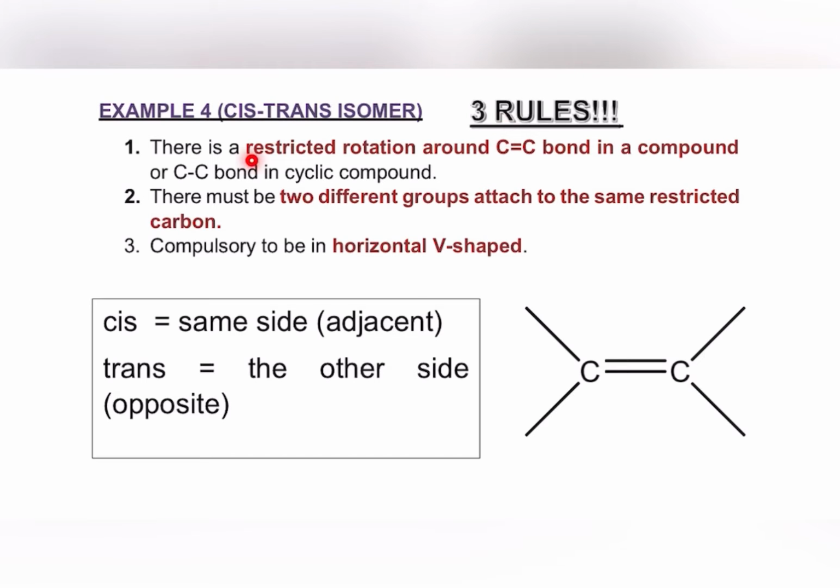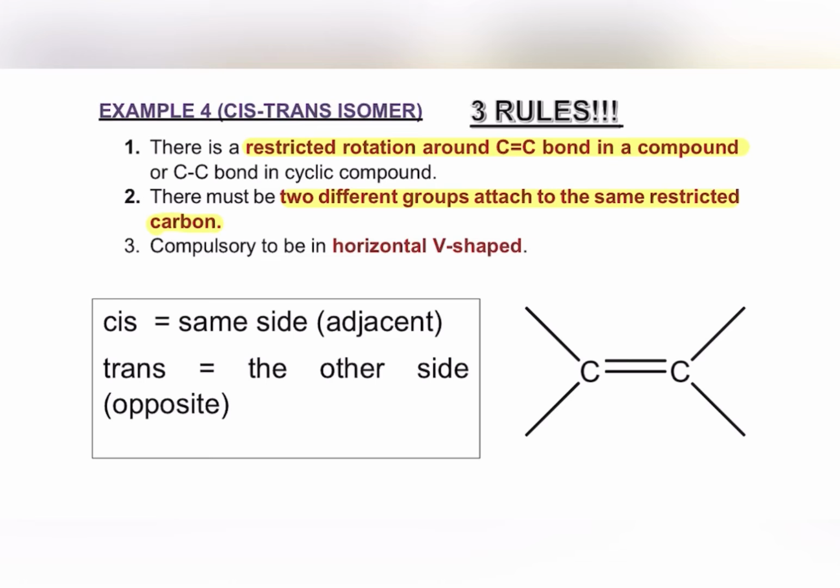The first one, you have to make sure in the structure you got restricted rotation around C double bond C bond in a compound or CC bond in a cyclic compound. But for your syllabus, we are just going to focus on C double bond C because we talk about alkenes. Next one, there will be 2 different groups attached to the same restricted carbon. So make sure you choose 2 different groups that attach to carbon-carbon double bond.